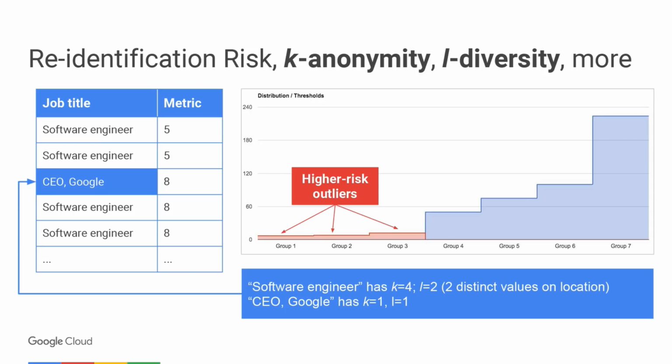Using tools like k-anonymity and l-diversity, you can analyze structured data like this and try to find those high-risk outliers. So in this example, something like software engineer would have a K of 4, and CEO of Google would have a K of 1, because it's the only value in that data set that would be CEO of Google. L-diversity starts to look at the metrics and other things that it's tied to know how diverse those metrics are. So in this case, software engineer had the K of 4 and an L of 2 because there are 2 different values that map to software engineer, in this case 5 and 8. And this is a technique that can be used for analyzing your data as well as informing some of the bucketing and generalization that we showed earlier.